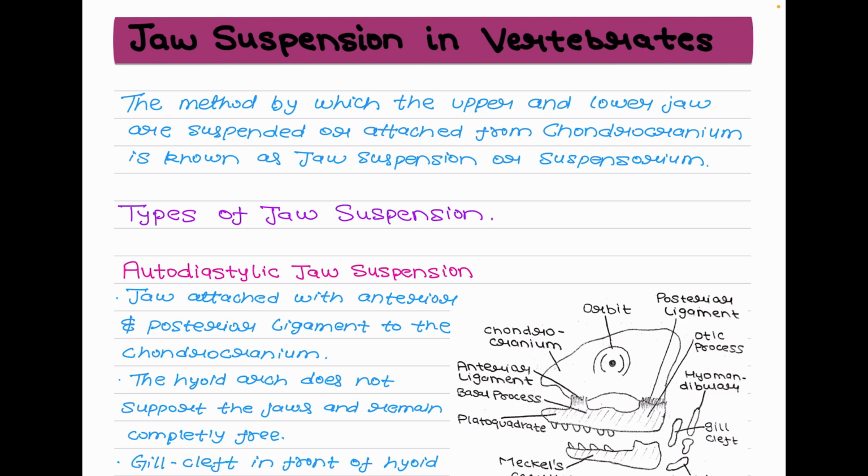Hyomandibular, it is a part of the hyoid arch. In fishes, it helps suspend the jaw. In tetrapods and mammals, it evolves into the ear bone, stapes or columella. Quadrate bone, originally part of the upper jaw in non-mammals, it articulates with the lower jaw. In mammals, it becomes the incus of the middle ear. Articular bone, it is the part of the lower jaw that connects with the quadrate. In mammals, it evolves into the malleus.